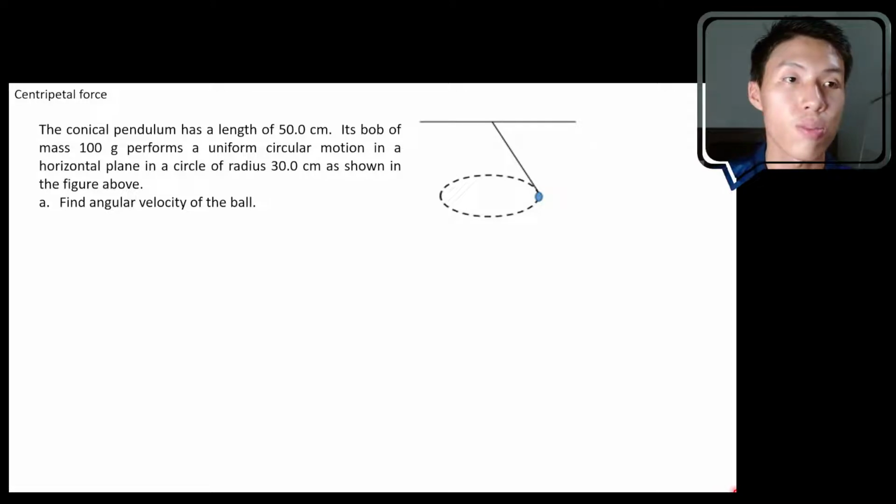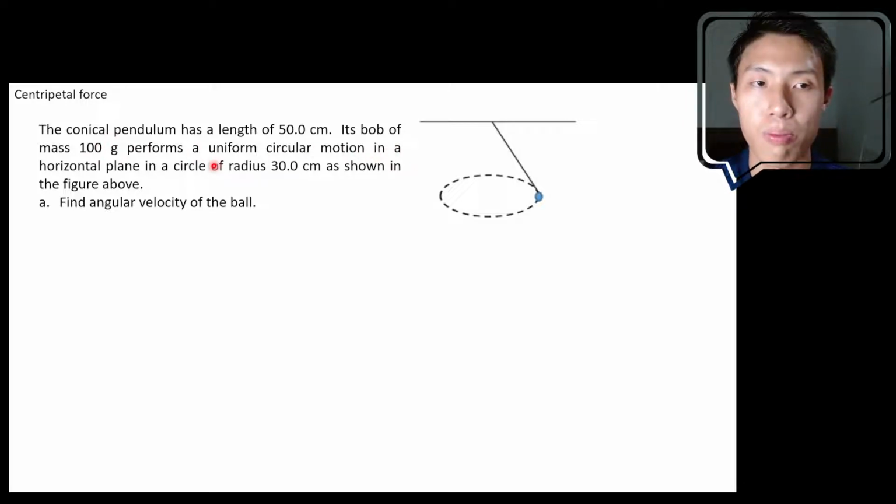Let's try to solve this problem here. It says that you have a conical pendulum that has a length of 50.0 cm. When we say the length of a conical pendulum, that's the length of the string that we have over here. Its bob of mass 100 gram performs a uniform circular motion in the horizontal plane in a circle of radius 30 cm as shown in the figure above.